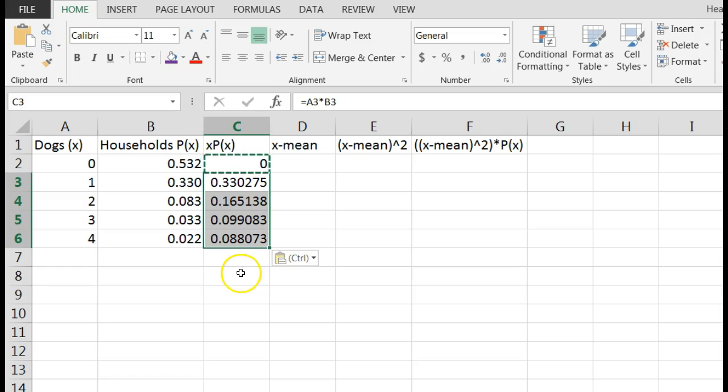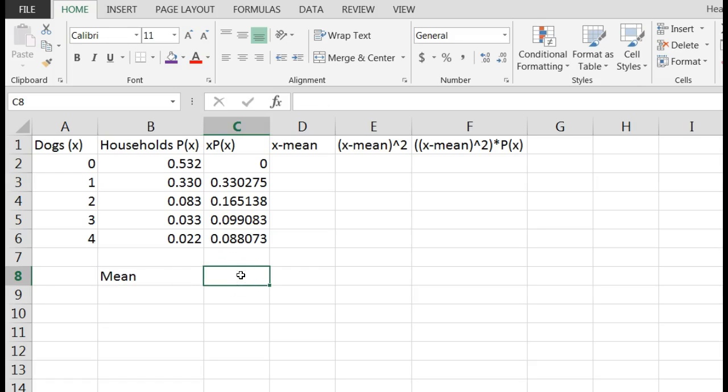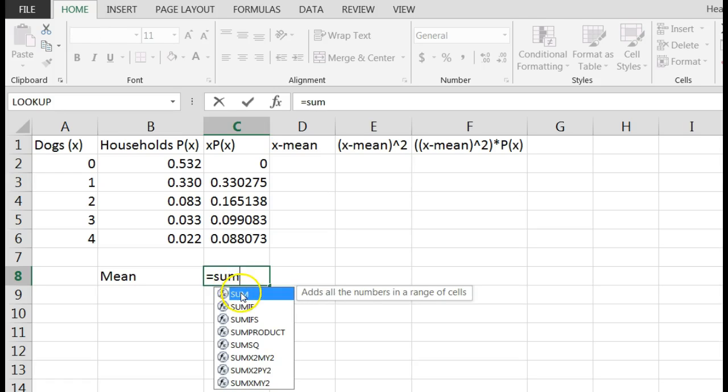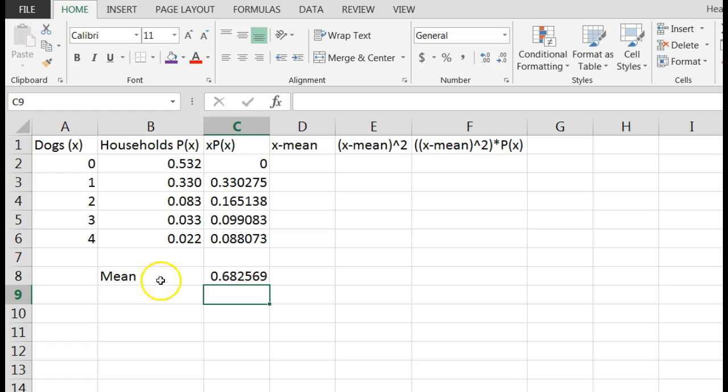Notice that those change. Then down here below, I'm going to type the word mean, just so that I'll know. And then here, I'm going to sum that column of X times P of X. So I'm going to type sum. I'm going to double click here. I want to sum those numbers up. And so I get my mean.